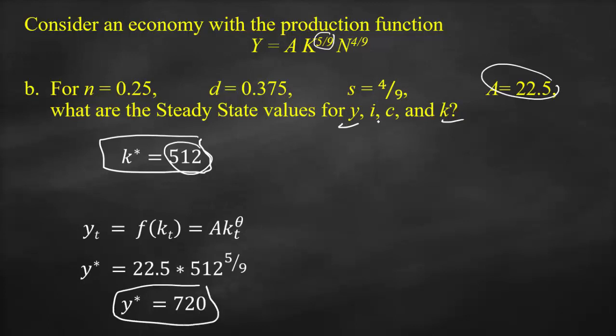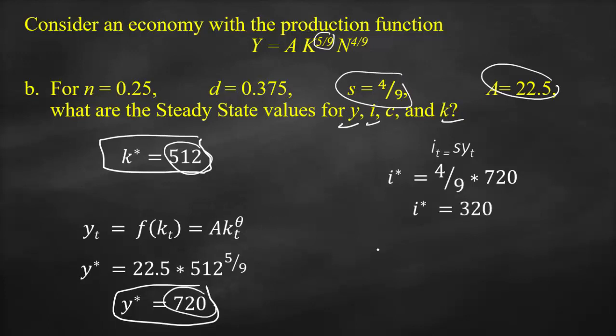So we calculated y. Then we need to calculate our per capita investment. We know that our per capita investment is equal to saving rate multiplied by per capita output. So let's substitute. What's our saving rate? 4 over 9. What's our output? The one we just calculated, 720. If I multiply both of them, I will end up with our per capita investment of 320. And this will be our little i.